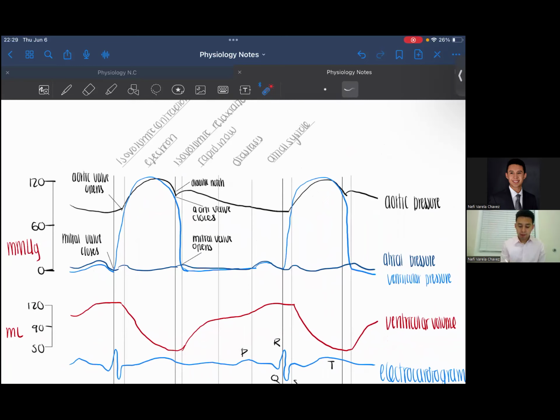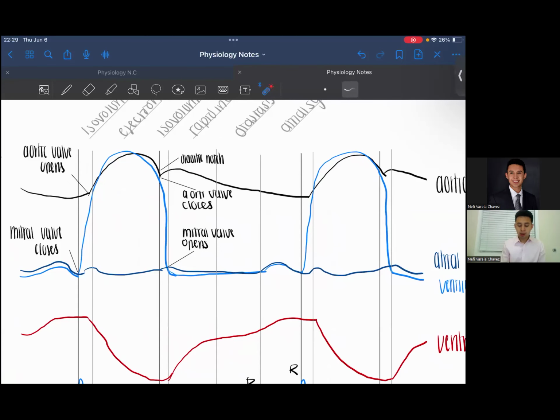Then we're gonna have this part named the dicrotic notch that is related with the aortic valve closing. Okay, so here it opens, here it closes, and then this is gonna be characterized by a sound named lub dub. So those are gonna be the two main sounds of our heart: lub dub, lub dub, lub dub. And that means lub, mitral valve closes, dub, aortic valve closes. Okay, lub dub, lub dub.